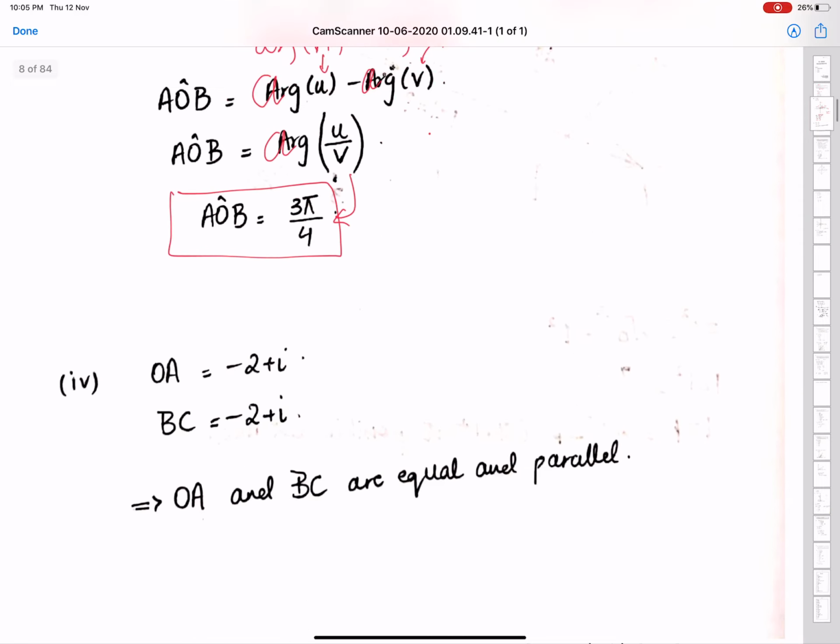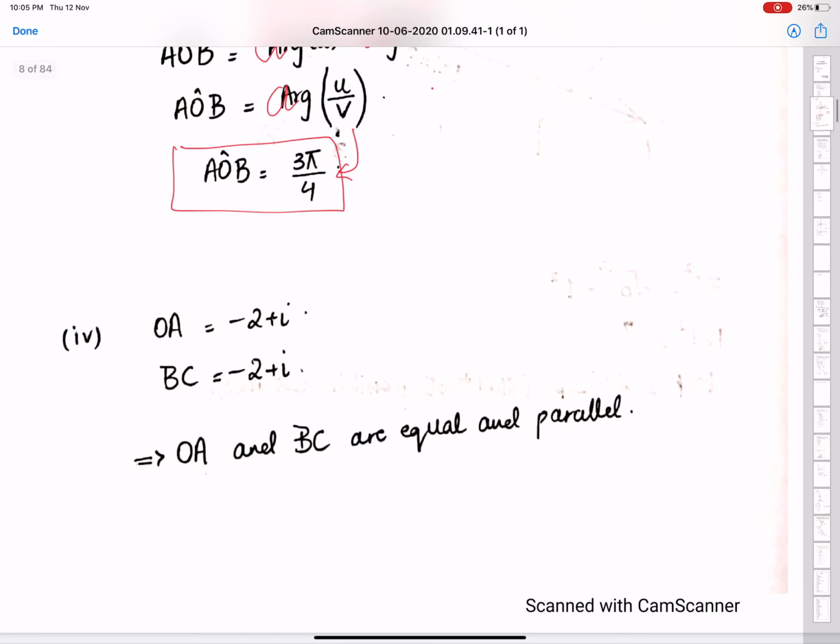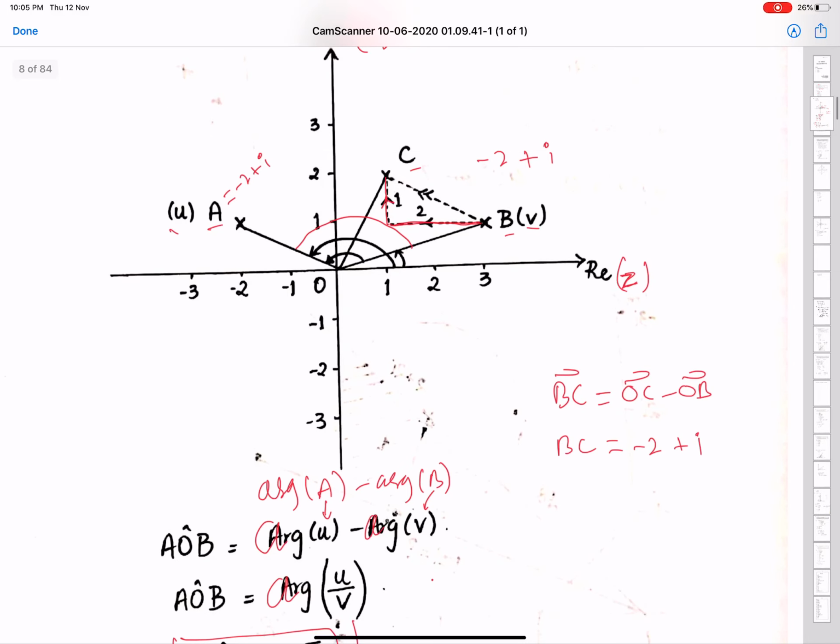Therefore, since they both are equal, OA and BC are equal and parallel. This is the way to mention the relationship between the complex numbers.